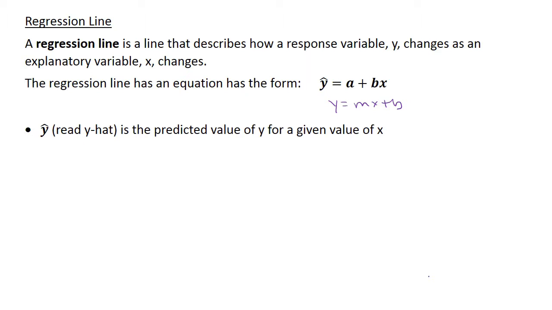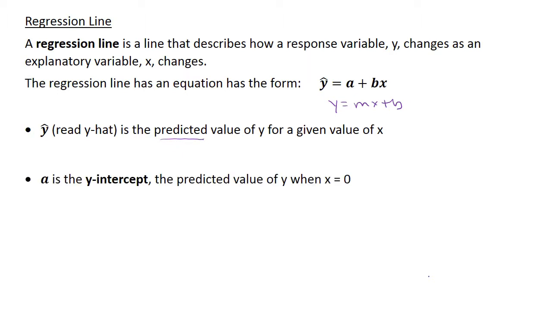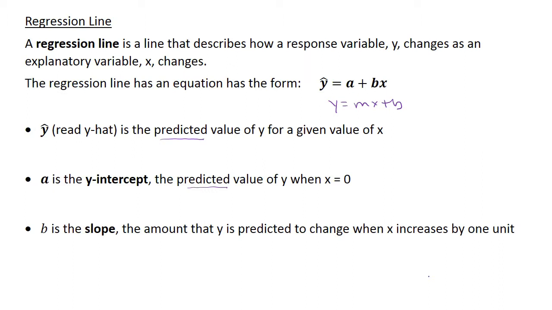We want to distinguish between the actual y values and the predicted y values. Because of that, we don't just use y equals, we use y hat, which is the predicted value of y for a given x. The a is what you might think. It's the y-intercept, and it's the predicted value of y when x equals 0. Notice it's not the actual value of y when x is 0, but the predicted one. And then the slope, the b, is the amount that y is predicted to change when x increases by 1 unit. So let's look at an example.